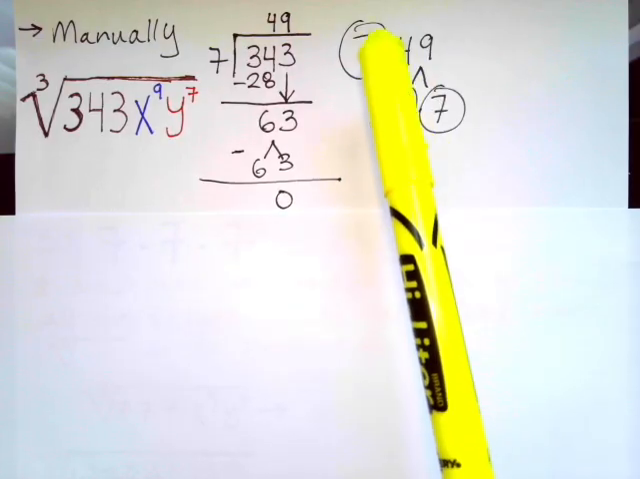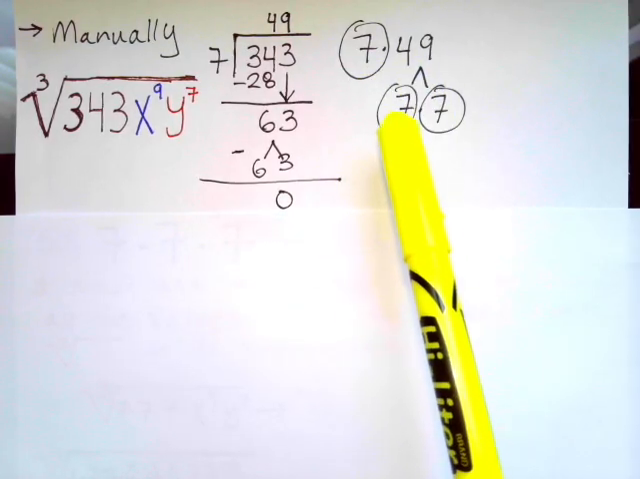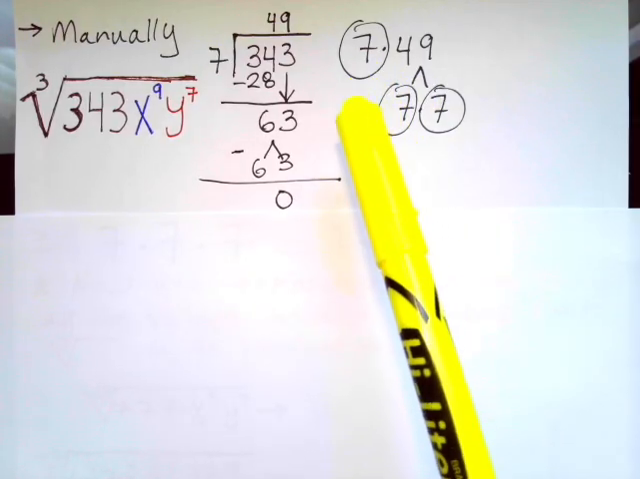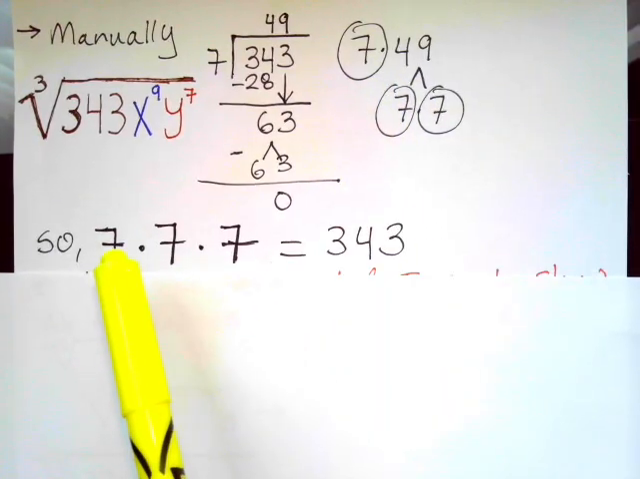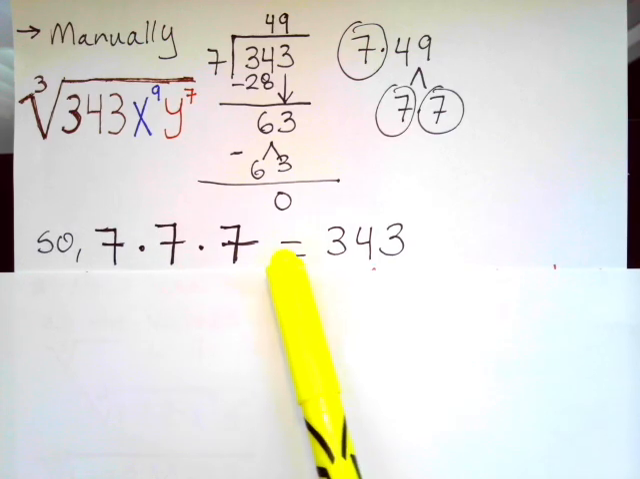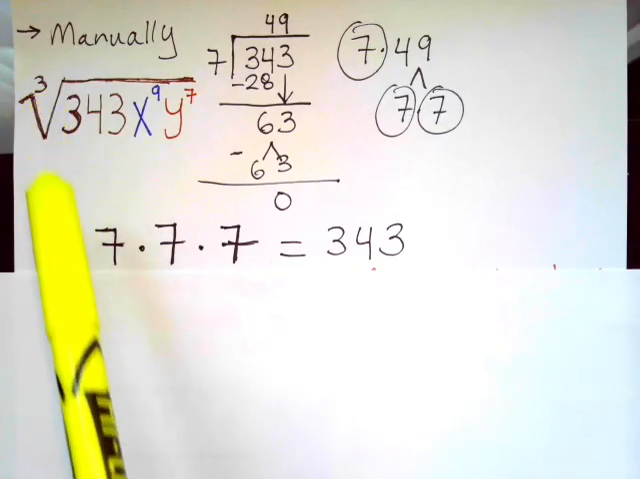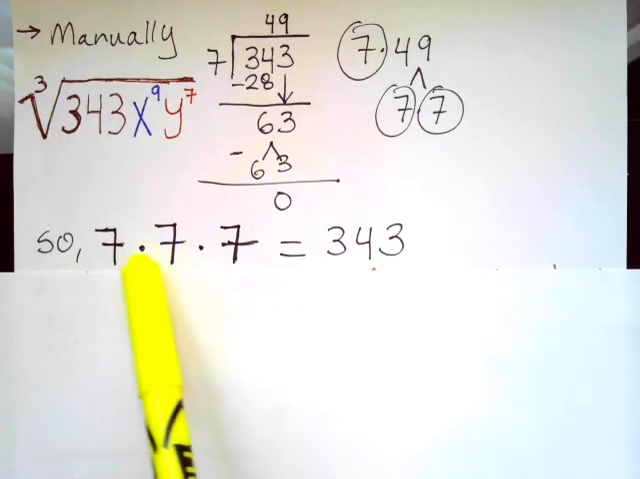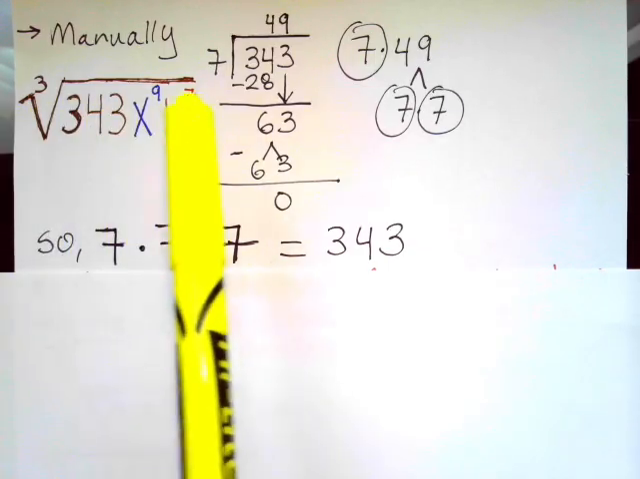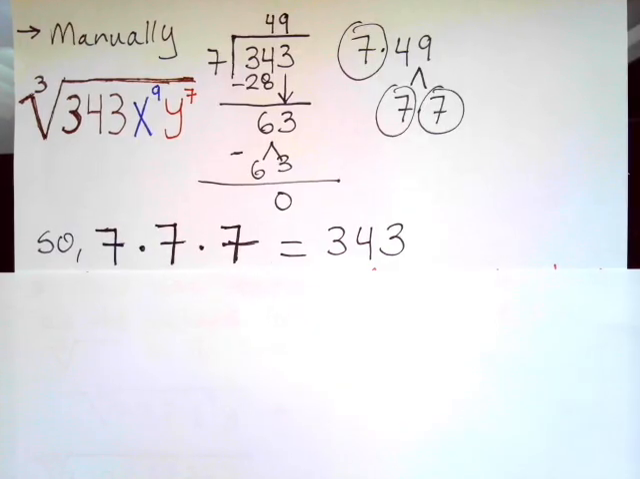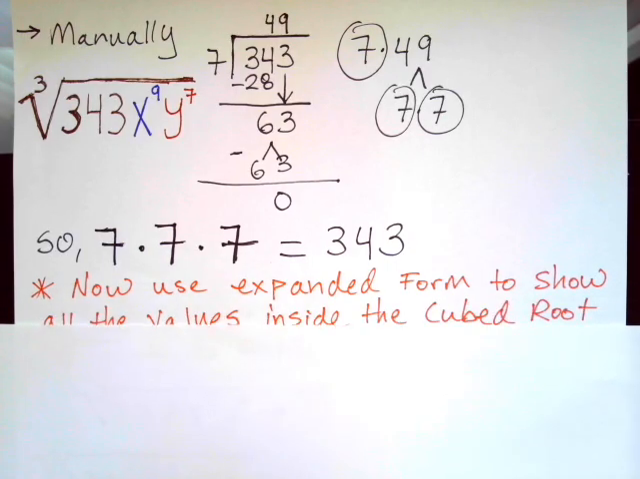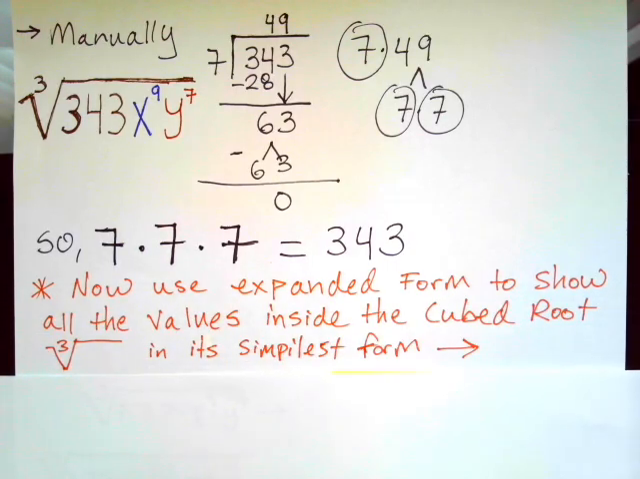Now I have to break down that 49. 49 is 7 times 7. So I know that 7 times 7 times 7 equals 343. And remember, in a cubed root, you need 3 of the exact same term in order to pull out just one value, to free that one value from that cubed root jail. You can see that here. You can get a lot of clues from those possible answers, A through E.